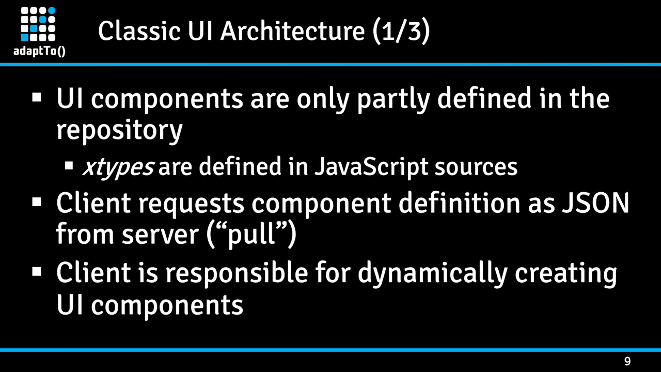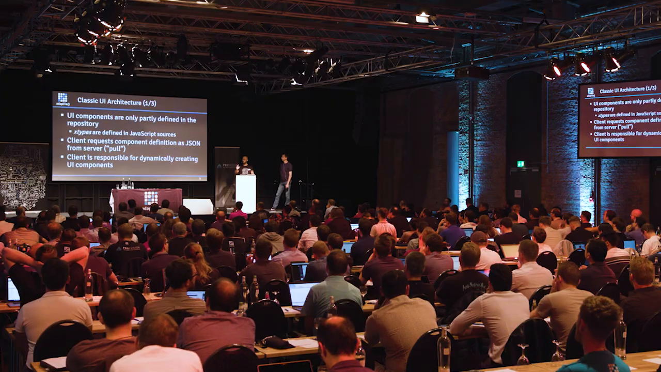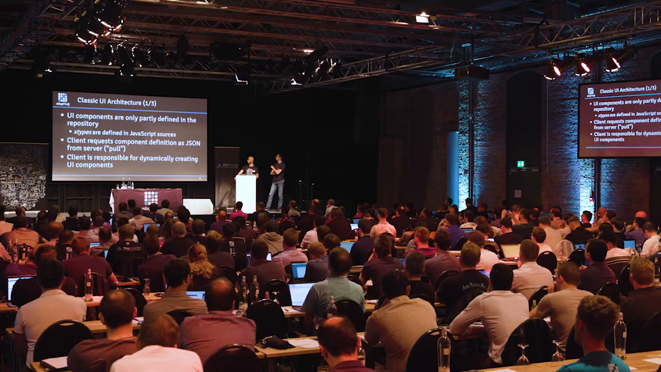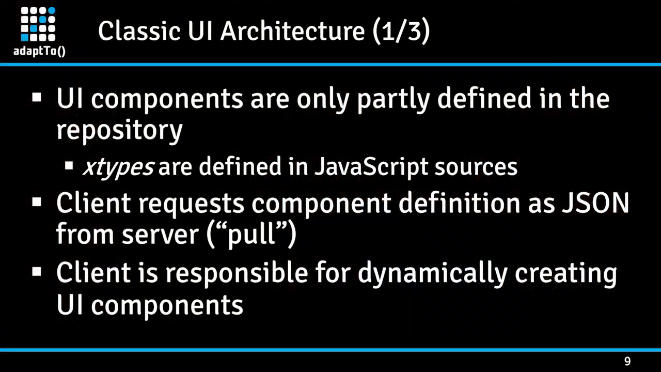But first of all, let's take a step back and understand how classic UI architecture behaves. UI components are only partially defined, as most of you know, in the repository. What does this mean? It means that dialogs have in fact a corresponding node, but the xtypes are defined in JavaScript sources. Basically, they are detached, as you are aware, from the dialog. And how do the end users see this? Basically, the client requests the component definition as JSON from the server. We call it a conceptual pull.